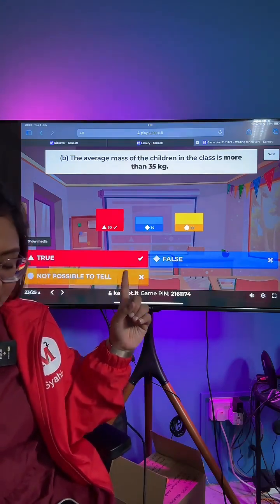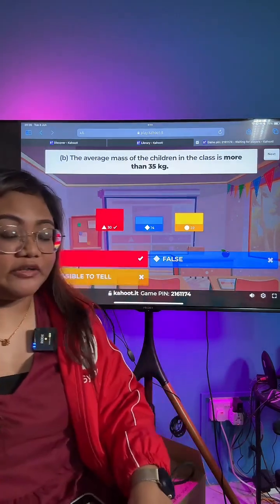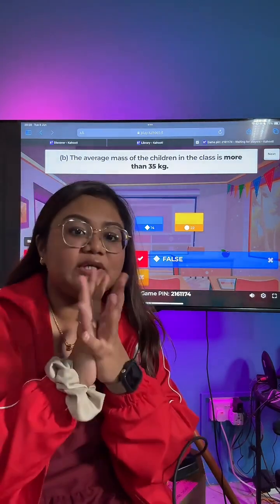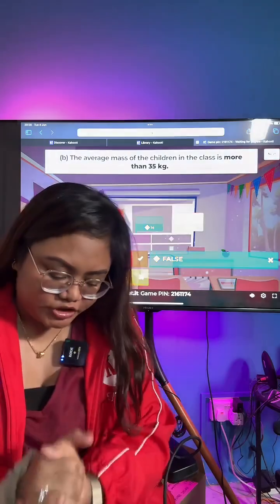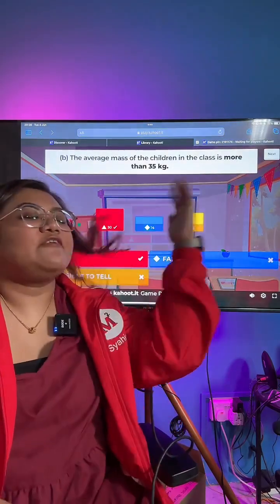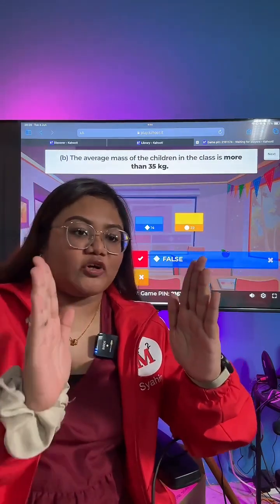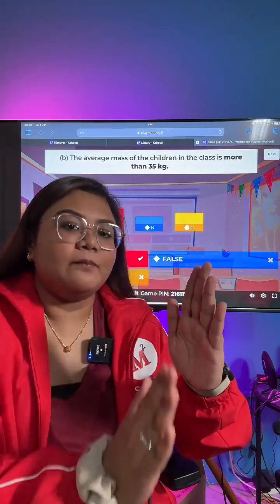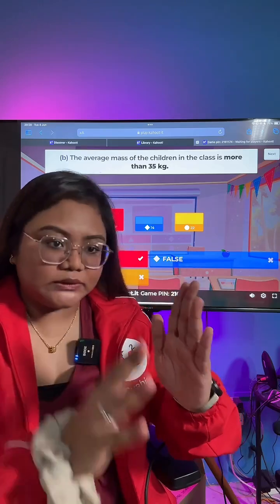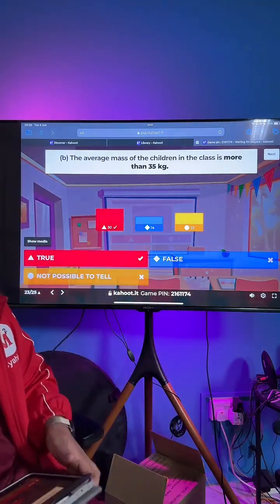So, this time round, class, I'm going to give you a hint for the last question. Okay, everybody listen to me. I'm going to give you a hint for the last question. Listen very carefully. If the girls has averaged 35 kg, the boys average 45 kg, the total must be in the middle. Okay? This is your clue for the last question. Let's go.